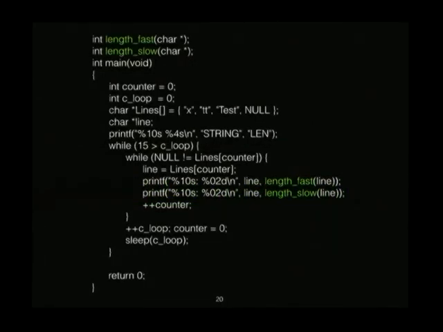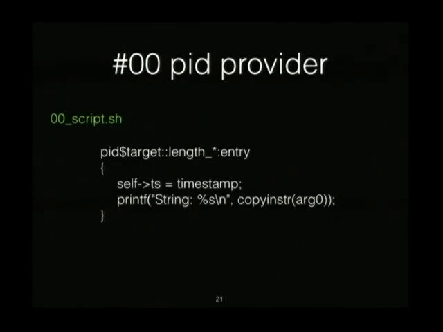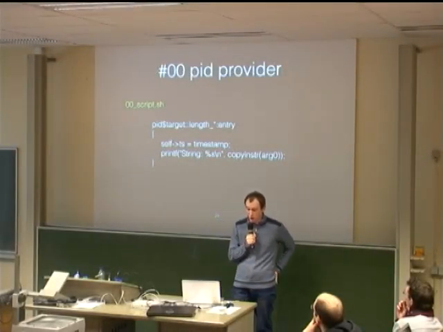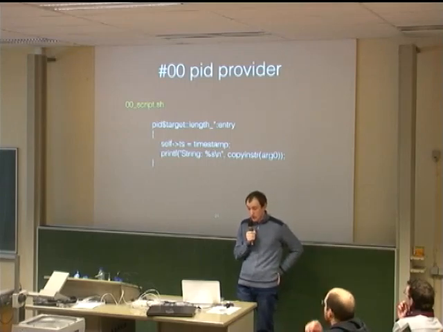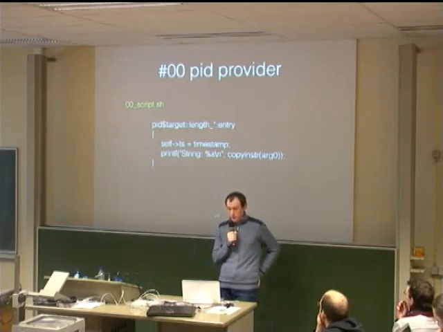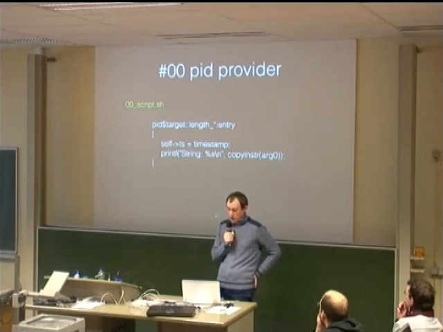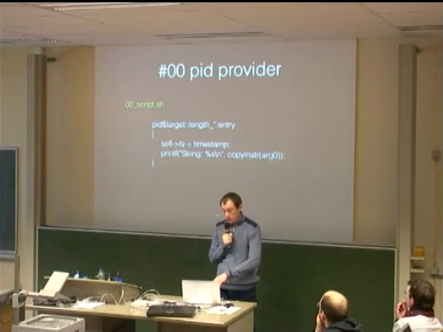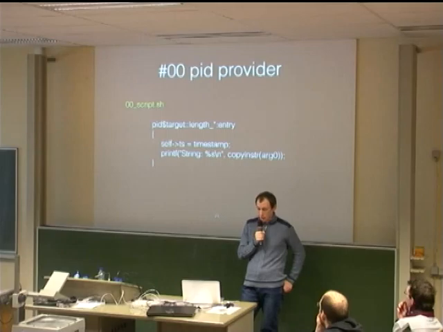This is the first program. If you see, I highlighted in green the lines for this simple code for the length of fast and slow functions to see how long it takes. It's pretty simple code. It is special for looking at code and finding the troubles. This is the first provider, the PID provider, without modification of code. You run pid and then $target. Target is the PID number of the process, with the function length and entry. You will see information from the string if you copy it in. Argument 0 is the first argument, and you will get a timestamp. And self->ts, self is an object for functions. You can use it to find the difference between times.